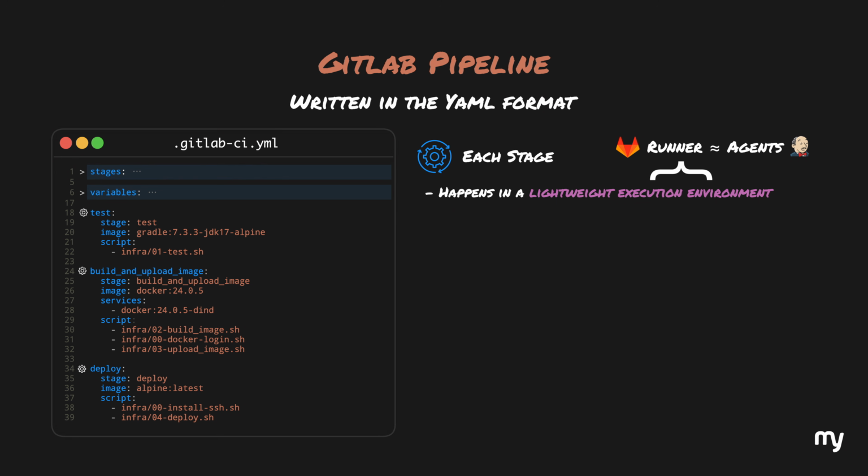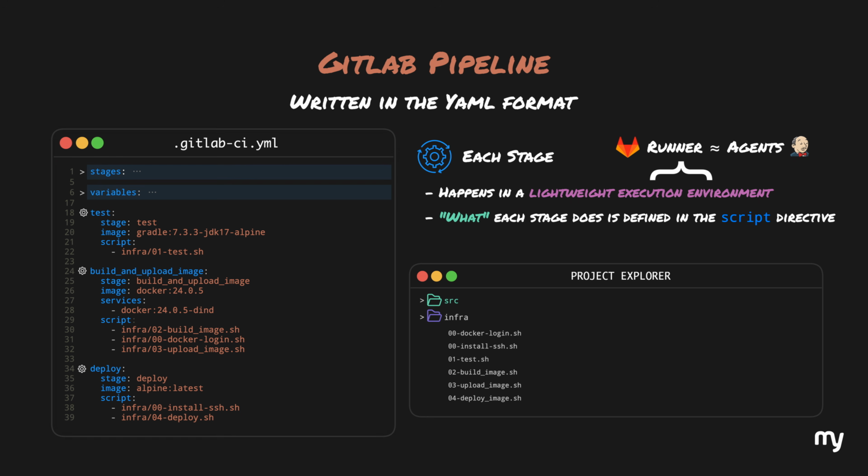Now that we have specified the base image of each stage, we specify what each stage actually needs to do within the script directive. For keeping things neat, we have created a directory called infra, which houses all of our scripts for each stage. Let's go through them one by one. The first script holds the commands for executing the tests. Depending on your application, this command can vary. Since we are using Java-based Spring Boot, the command to run tests looks like this.